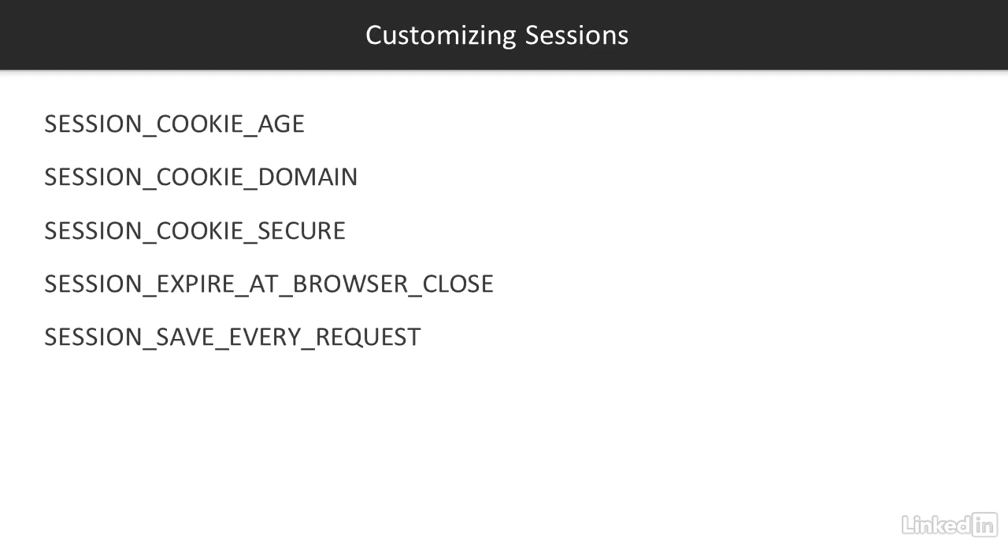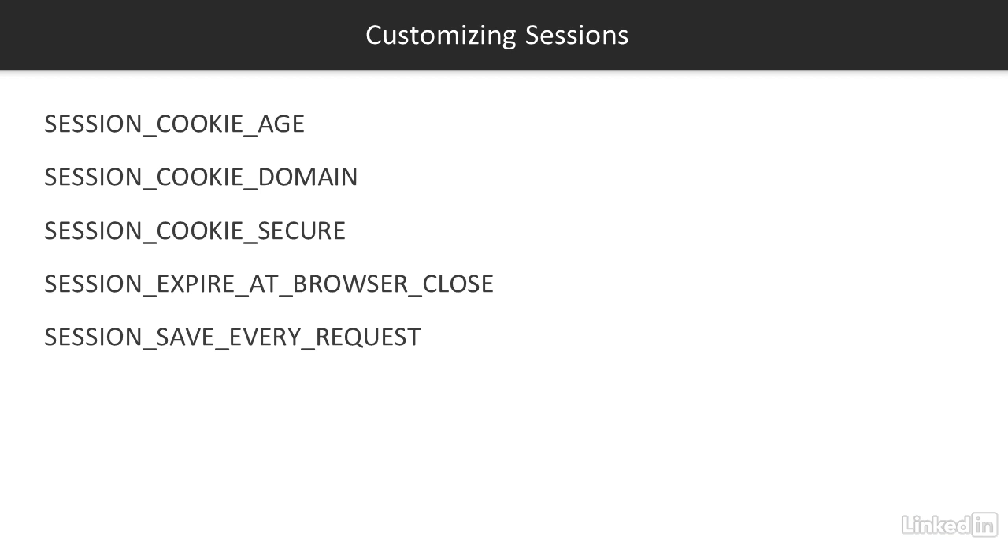You can customize sessions with other settings. Here are some of the important session-related settings. First comes SESSION_COOKIE_AGE. This is the duration of session cookies in seconds. The default value is 1,209,600, that is 2 weeks. Then we have SESSION_COOKIE_DOMAIN. This domain is used for session cookies. Set this to .mydomain.com to enable cross-domain cookies.